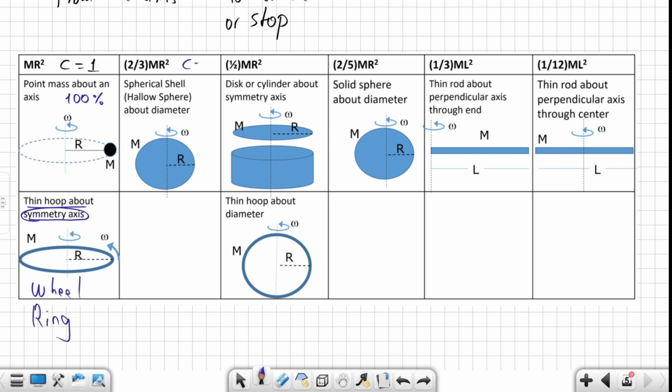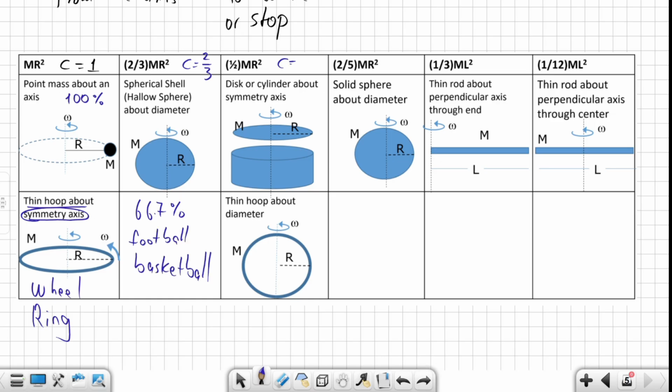The next example is a thin spherical shell or hollow sphere around diameter. C will be equal to 2 over 3, which shows that 66.666 or 66.7% of the mass is at the farthest possible point. An example for thin spherical shell is a football.